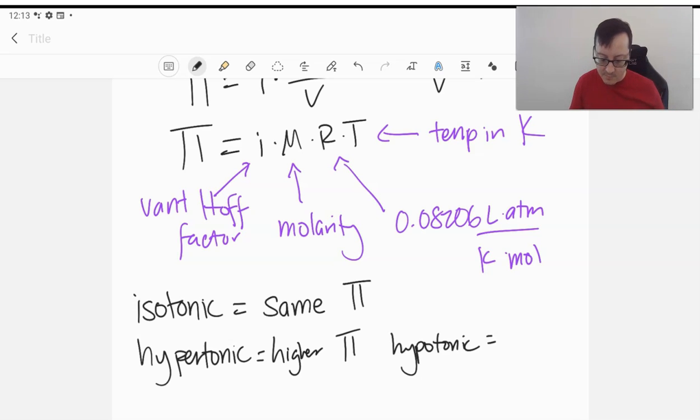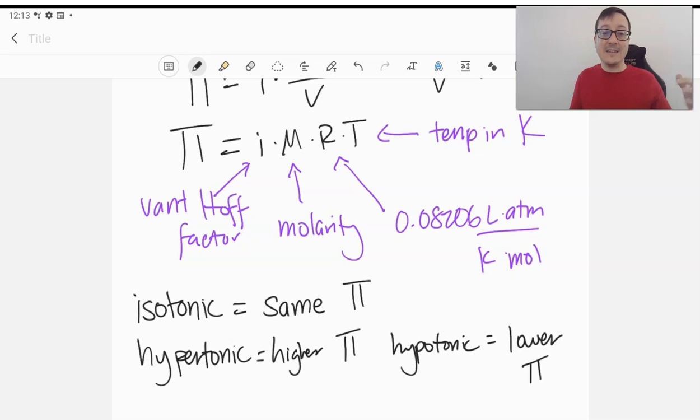You get a higher osmotic pressure if you're hypertonic, and a lower osmotic pressure if you are hypotonic. Not you, of course, a solution. So, for example, pure water would have a lower osmotic pressure than salt water. Salt water is hypertonic to pure water. Pure water is hypotonic to salt water.